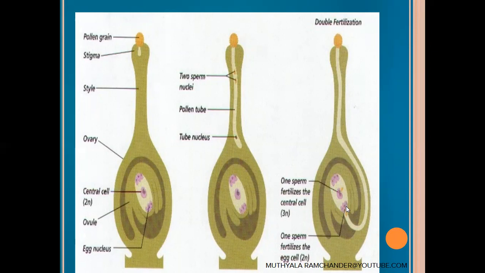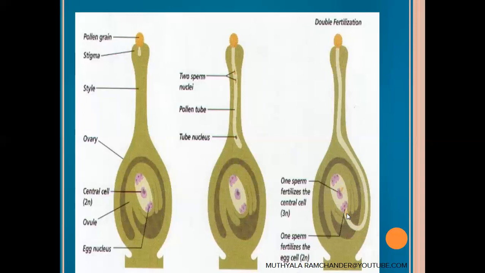Of these two male gametes, one male gamete fuses with the egg cell to form a diploid zygote. This fertilization is the first fertilization. It is also called true fertilization, and it is also called syngamy. The true fertilization, or first fertilization, or syngamy, was first identified by the scientist Strasburger.